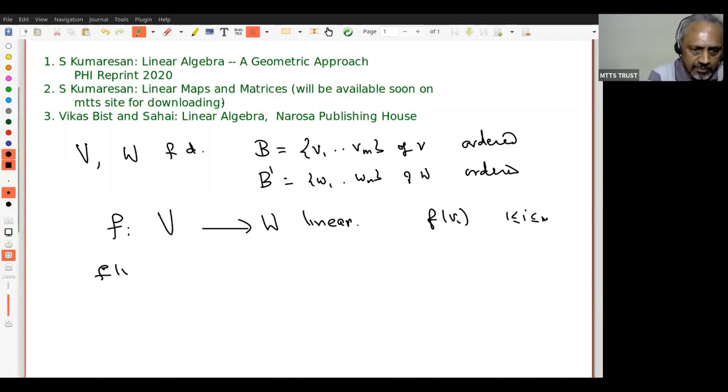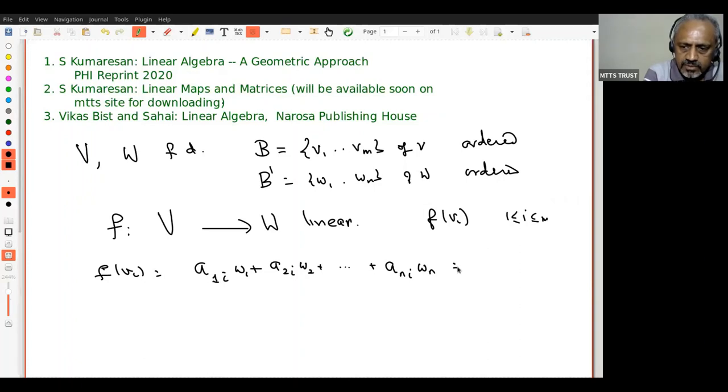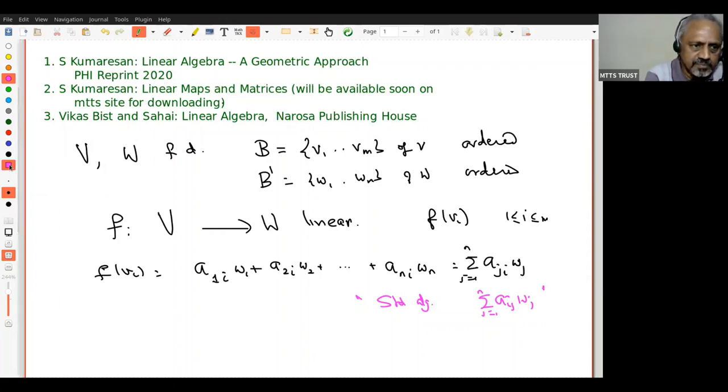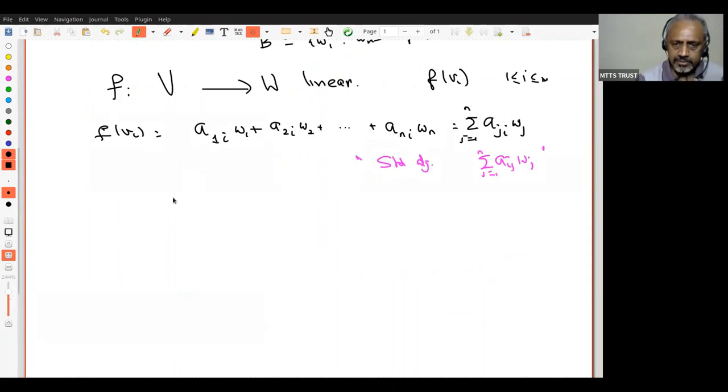So let us write F of Vi equal to A1i W1 plus A2i W2 plus ... ANi WN. Please note the way I write the index, it's not the standard way algebra teachers will write. In short summation notation, I will write it as the sum of Aji Wj, where j is running from 1 to n. The standard algebraic way would be like this: many algebra teachers will write it as Aij Wj, j equal to 1 to n. But I am writing Aji Wj. You will see the reason. There is nothing wrong. You can stick to whichever you want, but I prefer this.